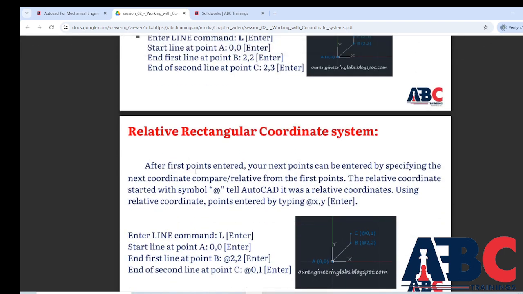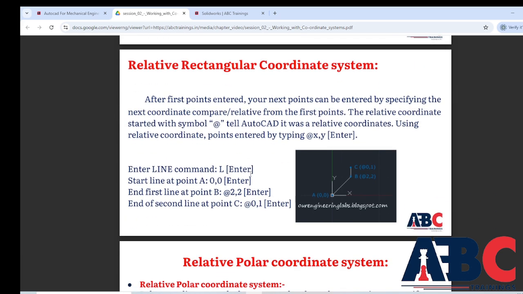Next, relative coordinate system. After first point entered, your next point can be entered by specifying the next coordinate relative from the first point. The relative coordinates start with the symbol @, to tell AutoCAD it is a relative coordinate. Using relative coordinates, points are entered by typing @x, y, enter.